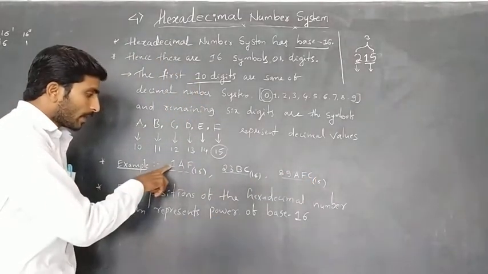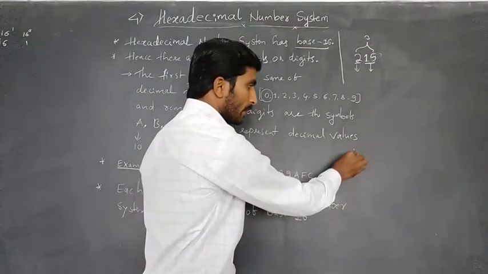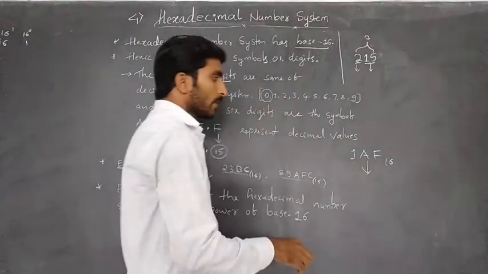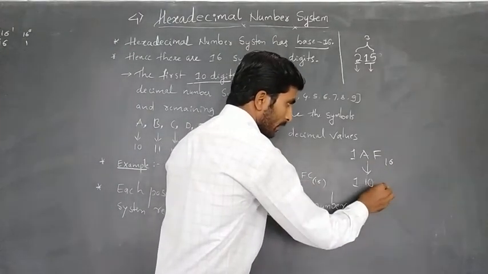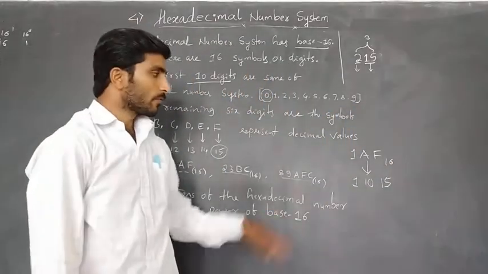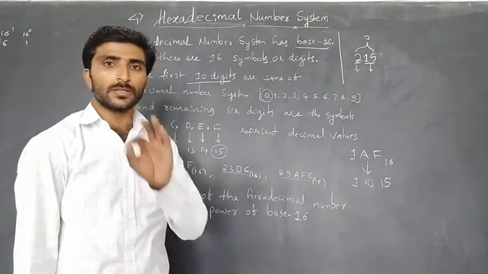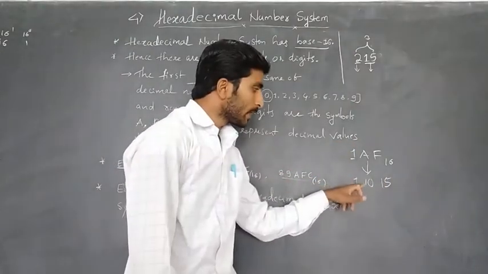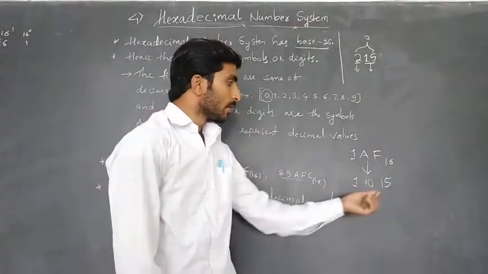For example, I want to convert this one to decimal. For example, 1AF base 16. How do you write this? 1 means 1, A means 10, F means 15. For this reason we are using the hexadecimal number system. If you wrote it like this, you cannot read it as 1, 10, 15. How would you read it?